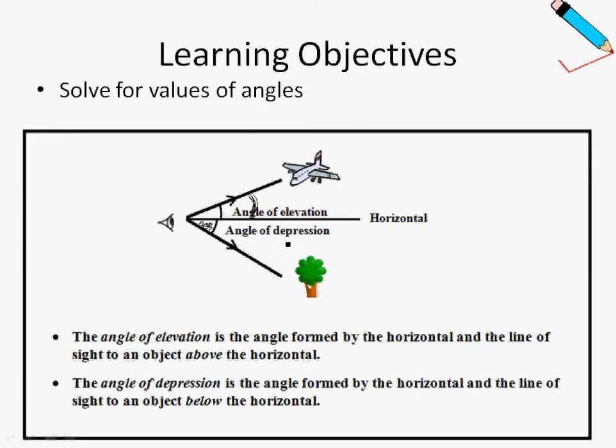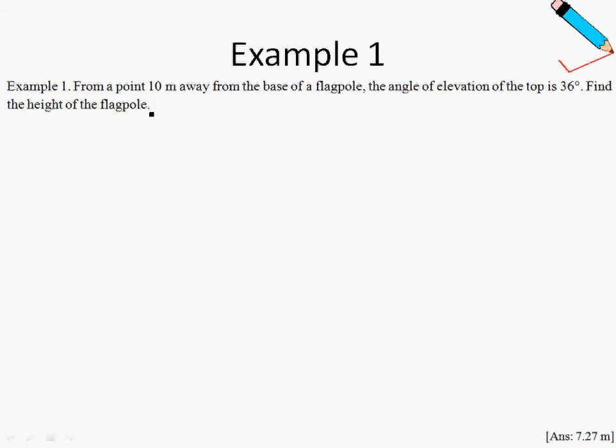So let's look at an example to make things clearer. Let's read the example very carefully. A point 10 meters away from the base of a flagpole, the angle of elevation of the top of the flagpole is 36 degrees. Find the height of the flagpole. Just reading this alone cannot help you understand much. What you need to do now is to draw a simple diagram.